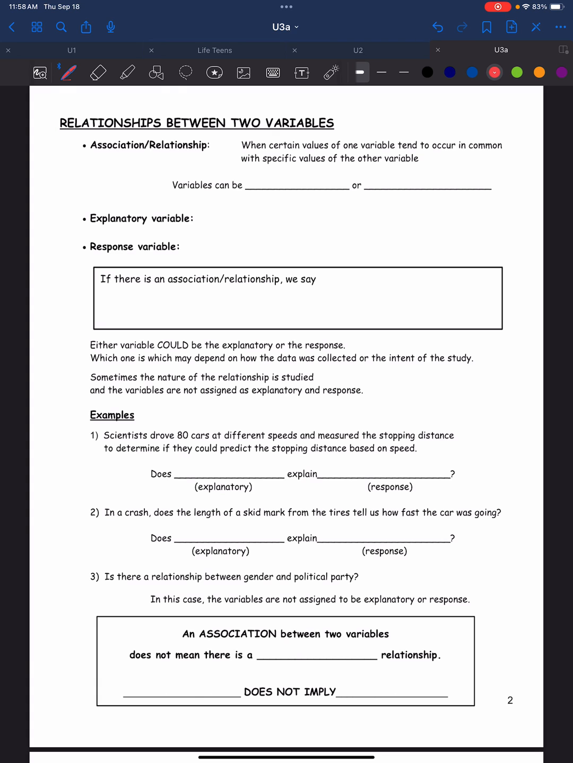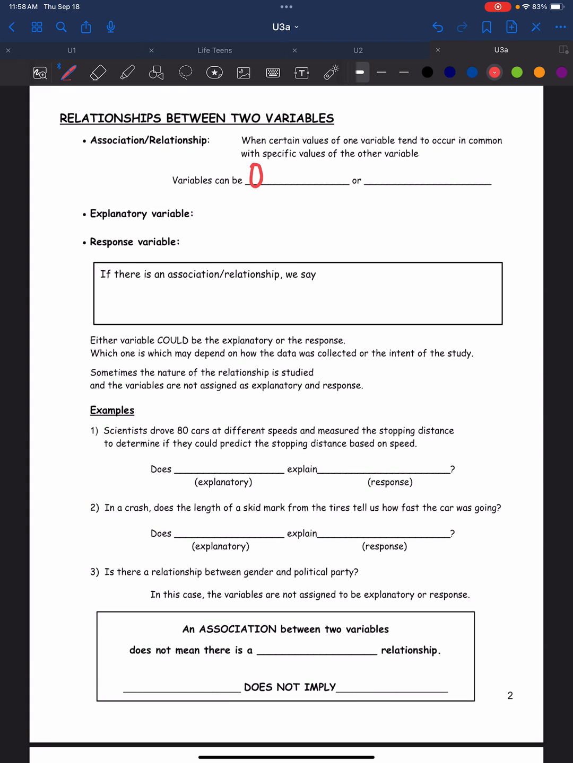And so we can say that our variables are going to be two types from our first unit. Either we'll be talking about quantitative data, which is numerical data. This is what we will be doing in Unit 3B. Or we'll be talking about qualitative data, and that is the same thing as categorical data. And that's what we're going to be focusing on in this first part.